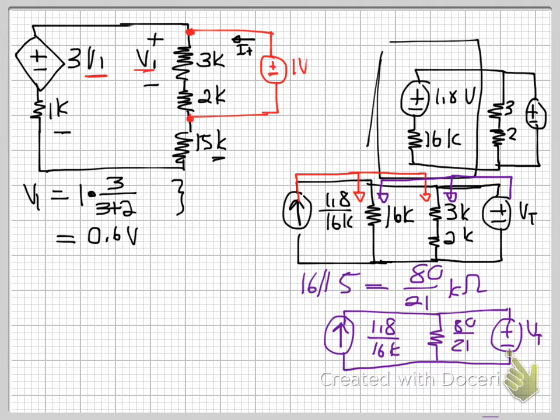Right. Okay, so first of all, we know that the current I, I'll call this I1, is equal to the voltage VT across it, divided by 80 over 21K, which is 21 over 80 milliamps.